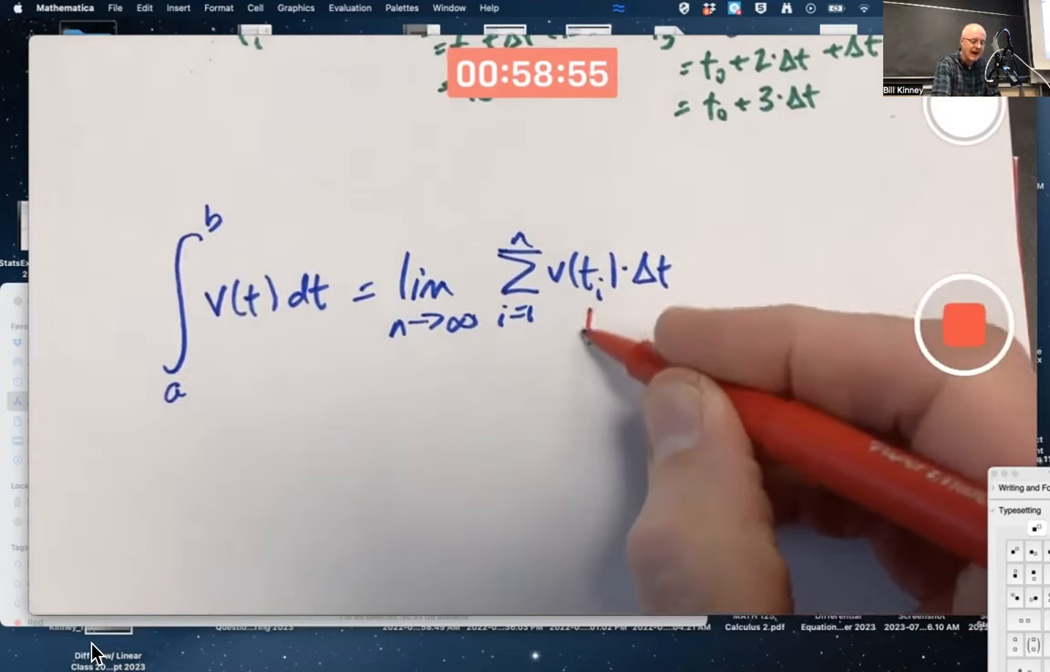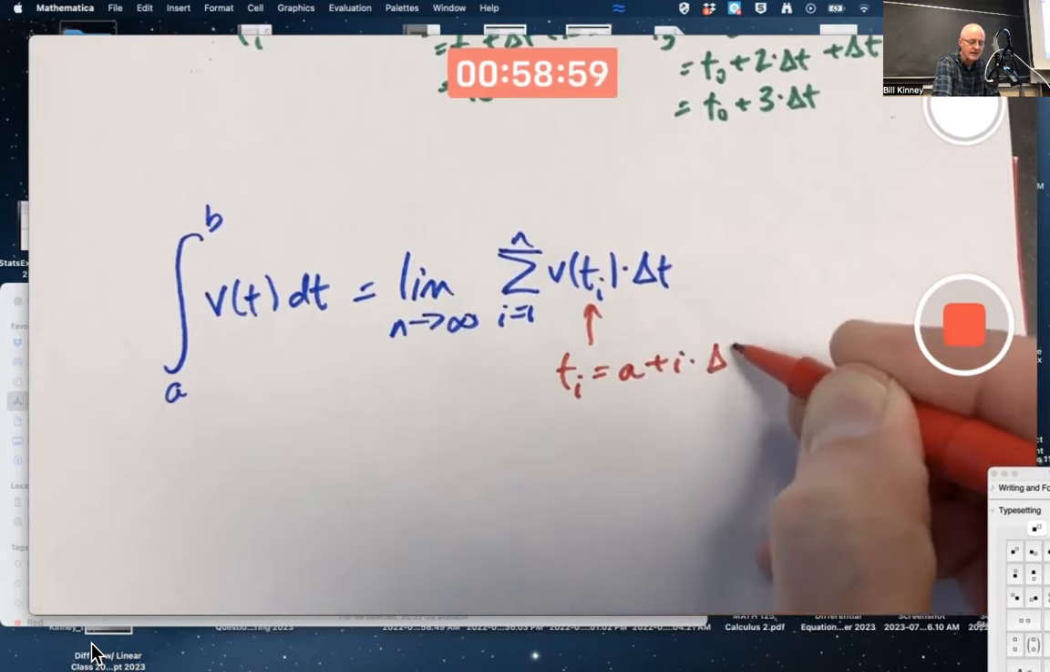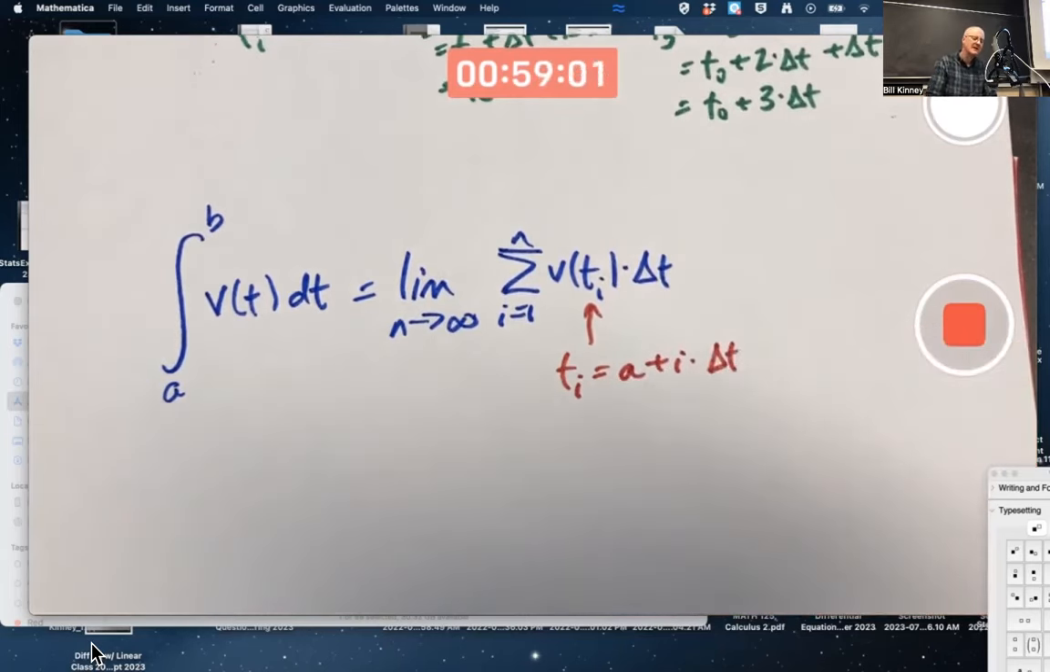Where t sub i is a plus i times delta t. But yes, I could change it to a left-hand sum, make i go from 0 to n minus 1. I could average the two. I could represent that as a sum of a bunch of areas of trapezoids. I haven't done that yet, even though I called it the trapezoid sum.